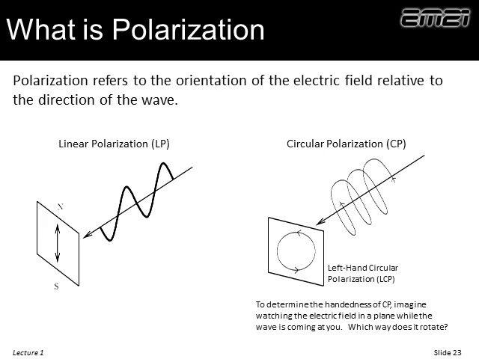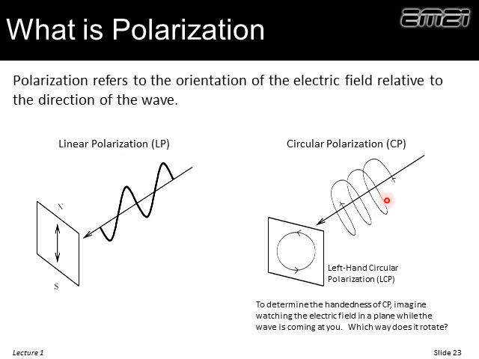Now, if the electric field is restricted to a plane and only oscillates up and down within that plane, we call that a linear polarization. Imagine your eyeball over here to the left looking down this wave coming at you. You would see the electric field only oscillating in one direction, so we'd call that linear polarization.